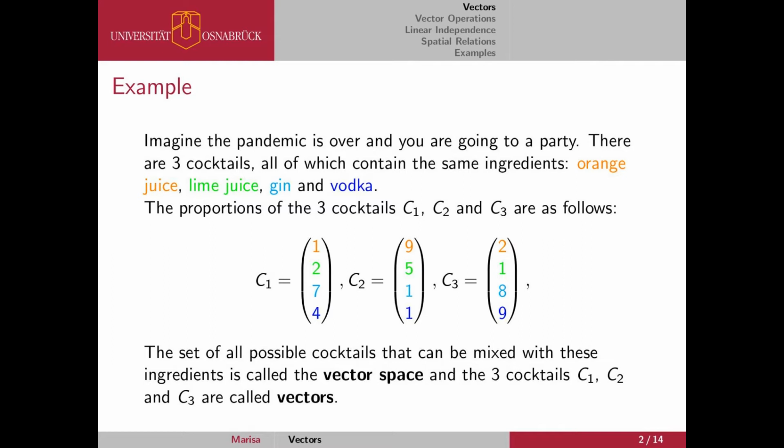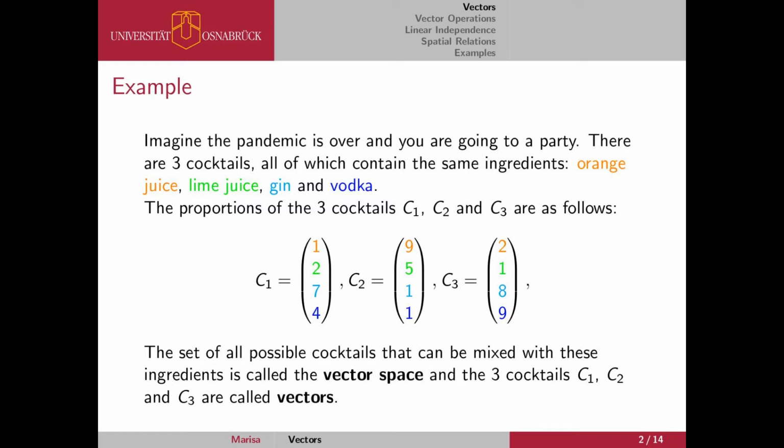You can already see that we found a nice and easy representation of these cocktails with the notations in the brackets. Now, the set of all possible cocktails that we can mix with these 4 ingredients, orange juice, lime juice, gin, and vodka, is called the vector space. The 3 cocktails from the examples C1, C2, and C3 are then called vectors.